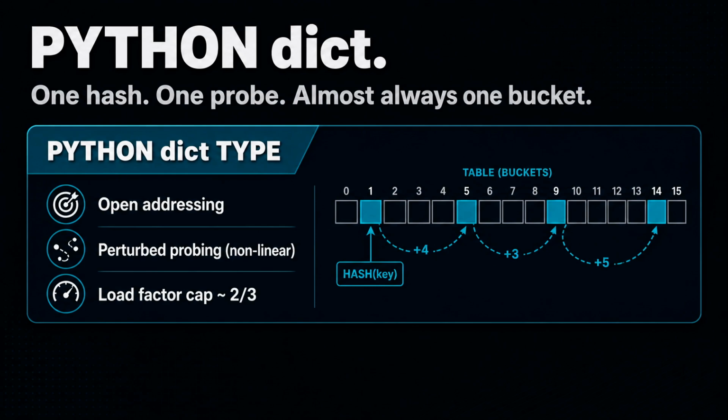Now, the implementations you actually use. Python's dict type uses open addressing. When a key collides, Python perturbs the hash and probes the next slot in a non-linear pattern, which avoids the long runs of consecutive collisions that simple linear probing produces. Python keeps the load factor under about 2/3 and grows the table aggressively when it crosses that cap. All inside the brackets when you write user's email. Exactly. Every dictionary access in Python is one hash, one probe, almost always one bucket lookup, and a returned value.